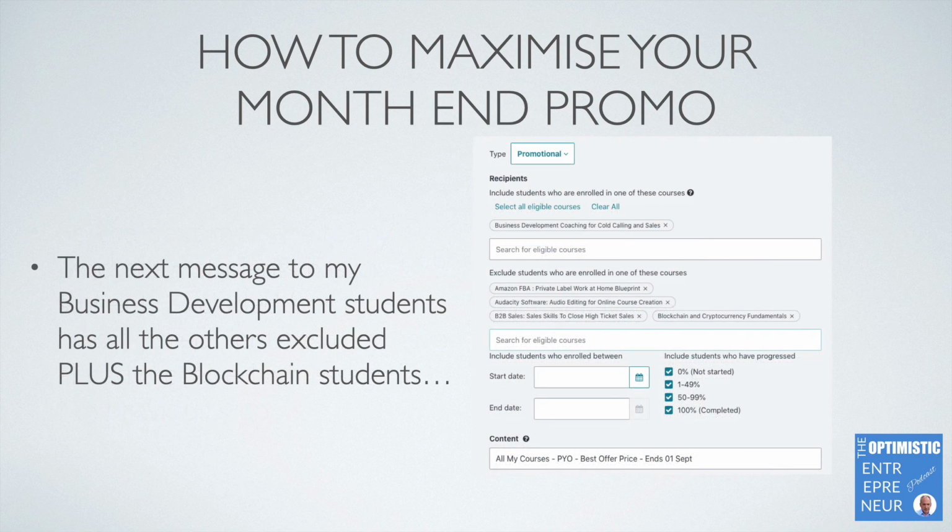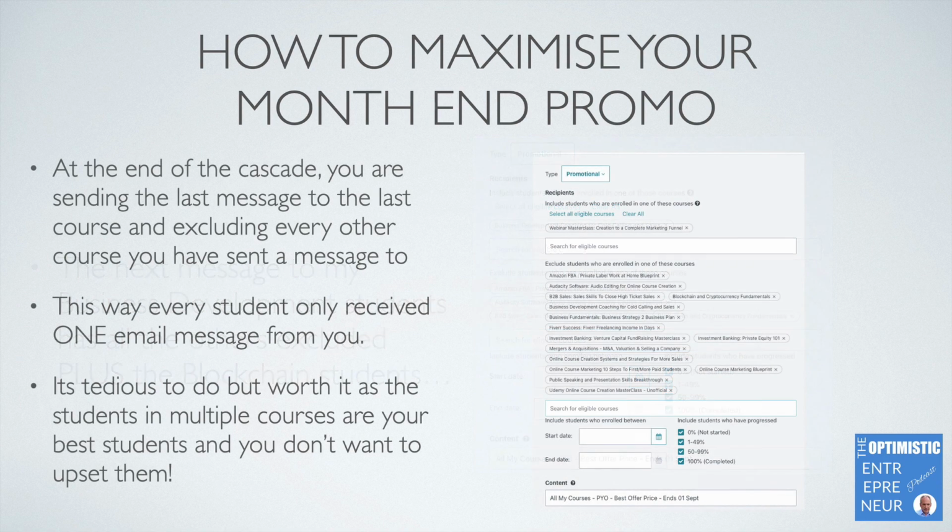The next message to my business development students has all the others excluded plus the blockchain students. You see how the cascade evolves. At the end of the cascade, you are sending the last message to the last course and excluding every other course you have sent a message to. This way, every student only receives one email message from you. It's tedious to do, but worth it, as the students in multiple courses are your best students and you don't want to upset them.